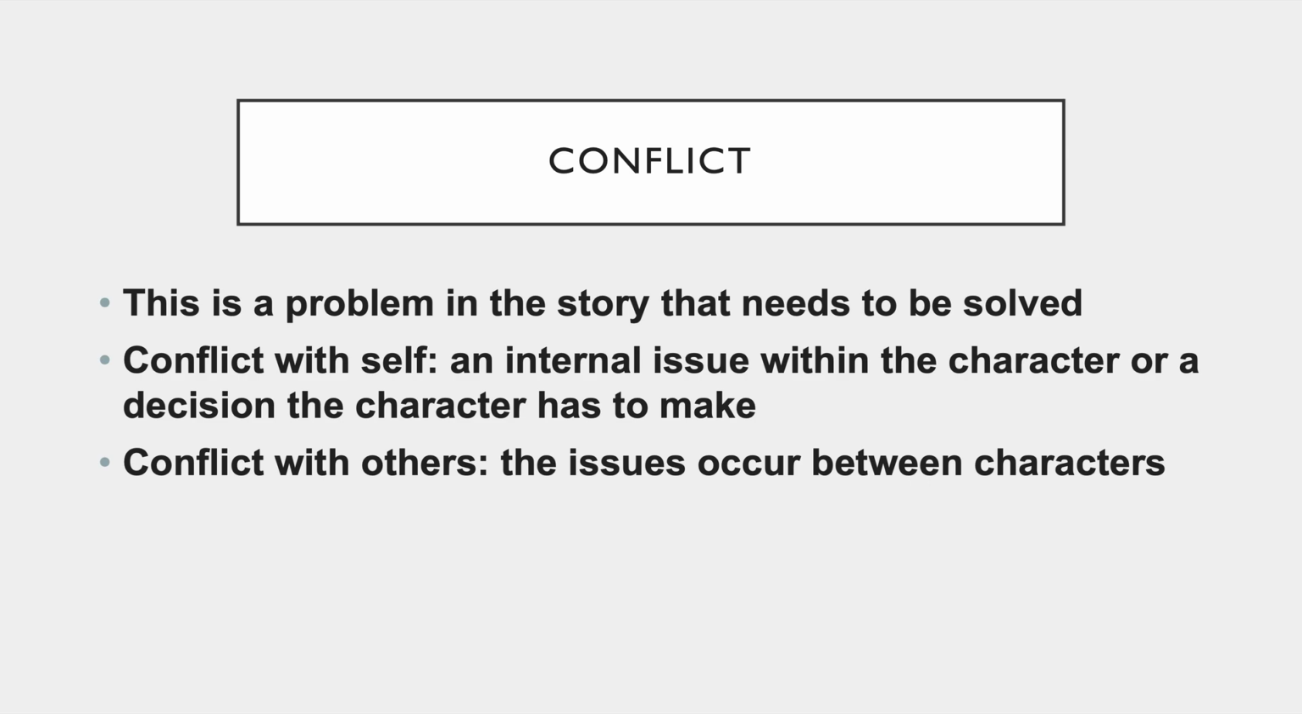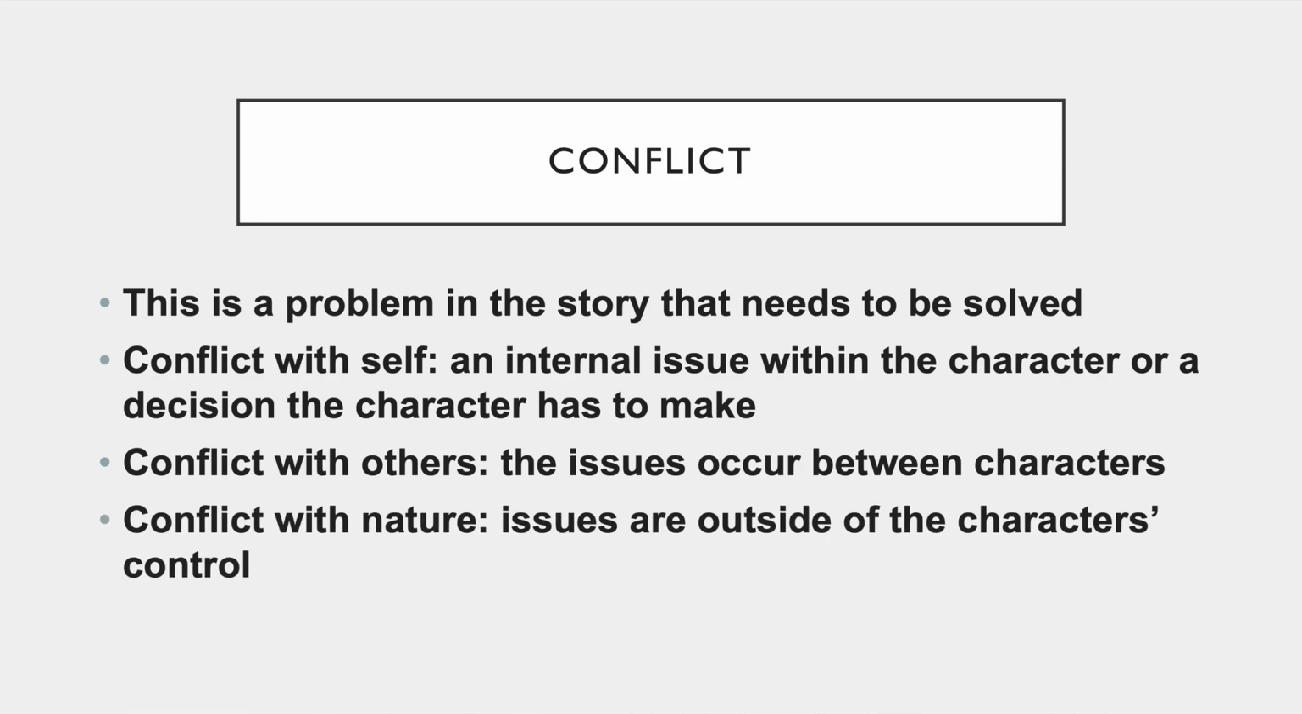So character A is at odds with character B. Character A maybe wants to go to see a movie. Character B wants to go to the beach. Once there is a problem or a decision to be made, that is a conflict. And if any of the characters are interacting with that issue, it's a conflict with others.